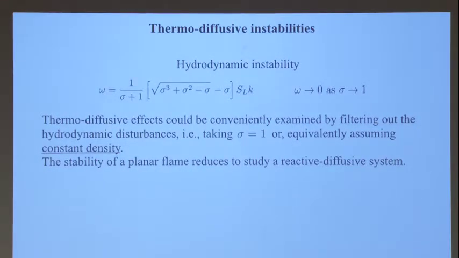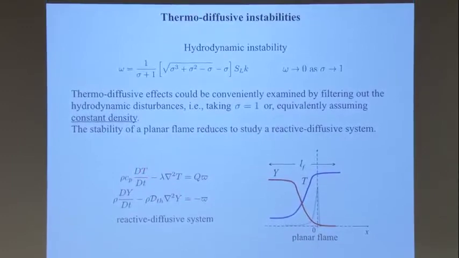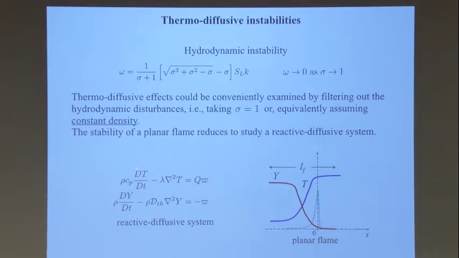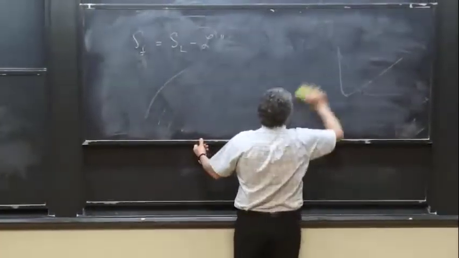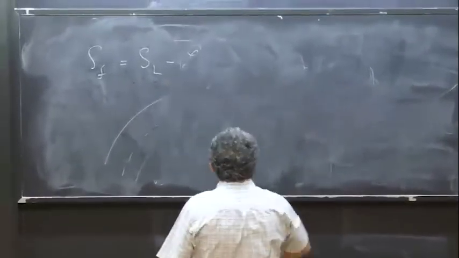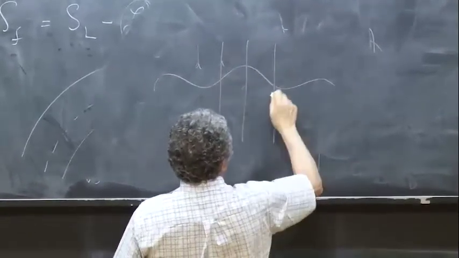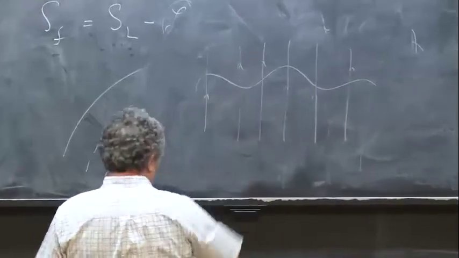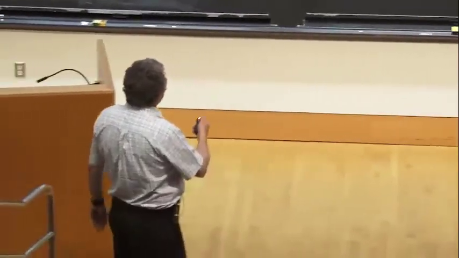So if you do that, then you are left only with a reactive diffusive system, only two equations, reaction diffusion, and the only convective term here is just a uniform flow. So what is wrong about this clearly is that, if this is the perturbed flame, what you are assuming is that the streamlines are just parallel and uniform throughout, and of course that's not real. But that may help to understand the diffusive thermal effect.